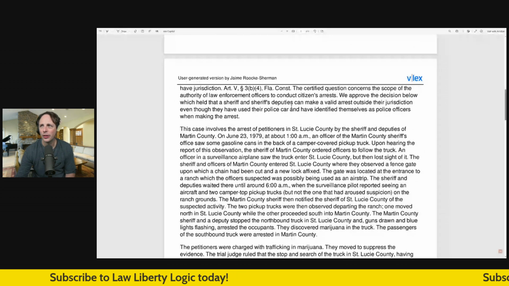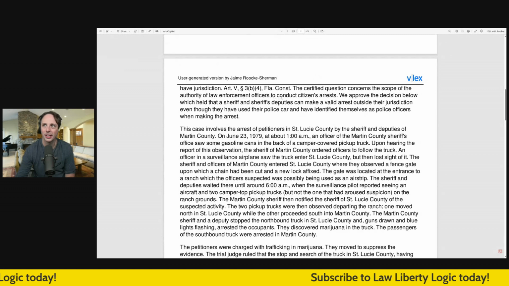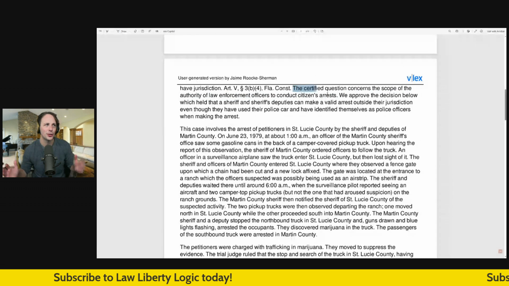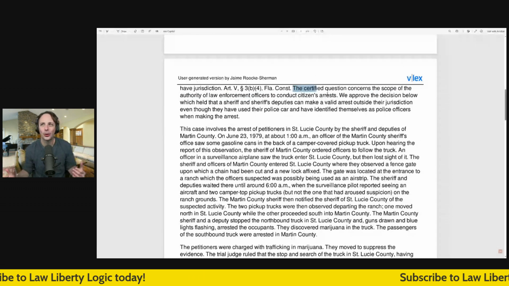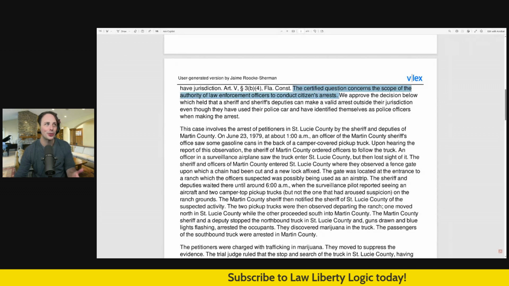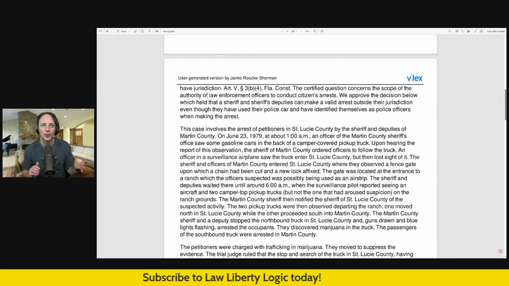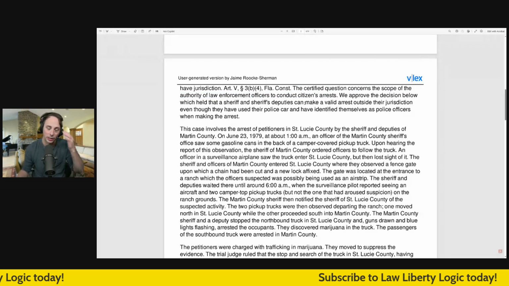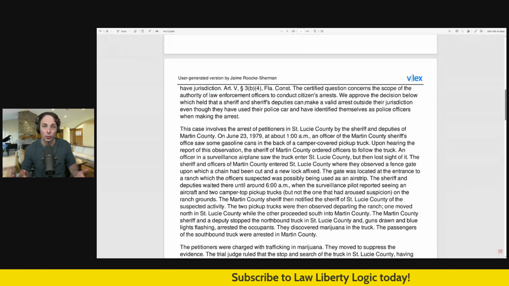It says, a certified question concerns the scope of authority of law enforcement officers to conduct citizens' arrests. And this is where you're starting to see where this often comes up. So you might be thinking, maybe these cases are just random citizens of Florida grabbing people and arresting them. But actually, where this comes up most often is police officers who are arresting somebody outside their jurisdiction, right? They're maybe off duty, or they're just outside where they have legal authority to technically arrest somebody.